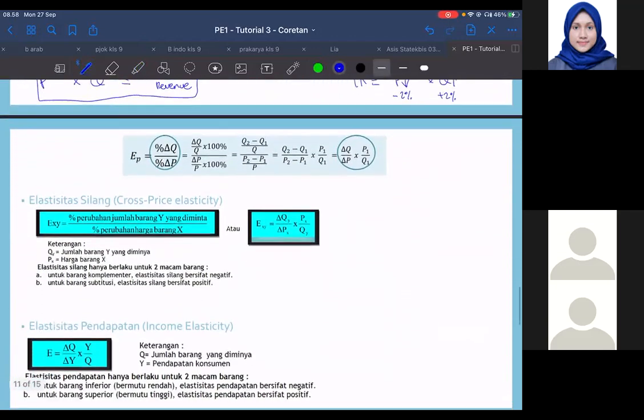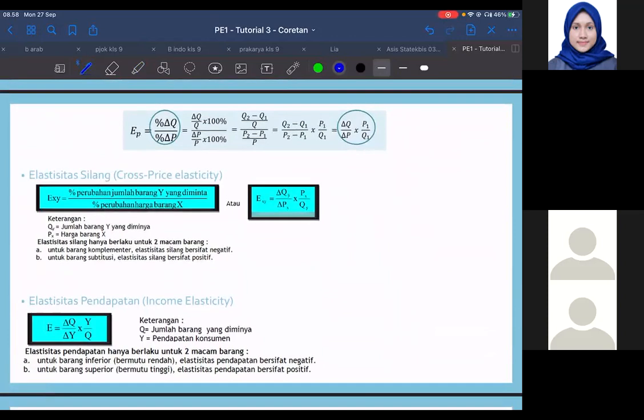Okay, later in this slide, you see the cross price elasticity and the income elasticity. And in the upper part of the slide, you see that I bring the formula from the price elasticity of demand. Basically, the formula is the same. If we have the price elasticity of demand formula like this, for the cross price elasticity we remember the relationship.